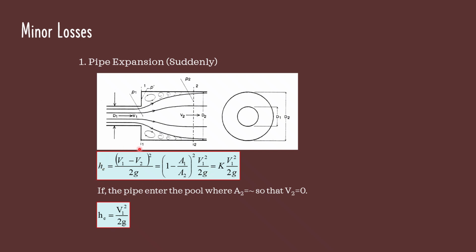This formula is used to find the minor losses. We can write HE for the minor losses, and this formula is determined by the fundamental formulas that we learned: the momentum equation, the Bernoulli equation, and also the continuity equation.